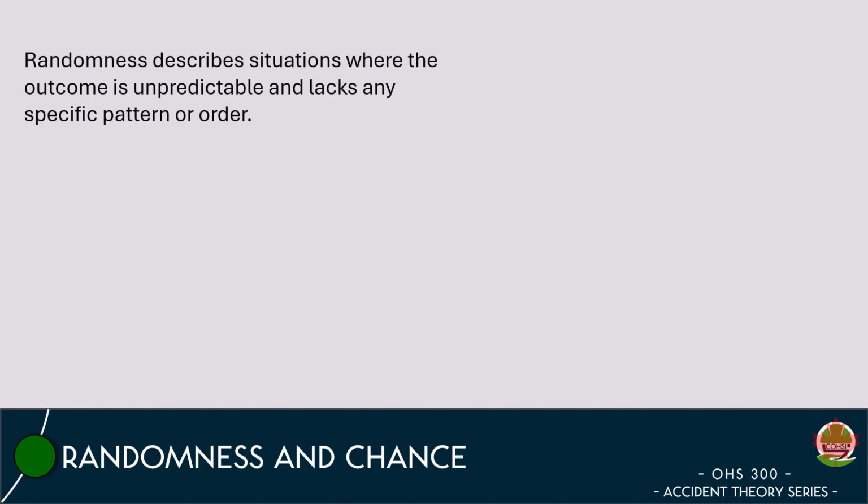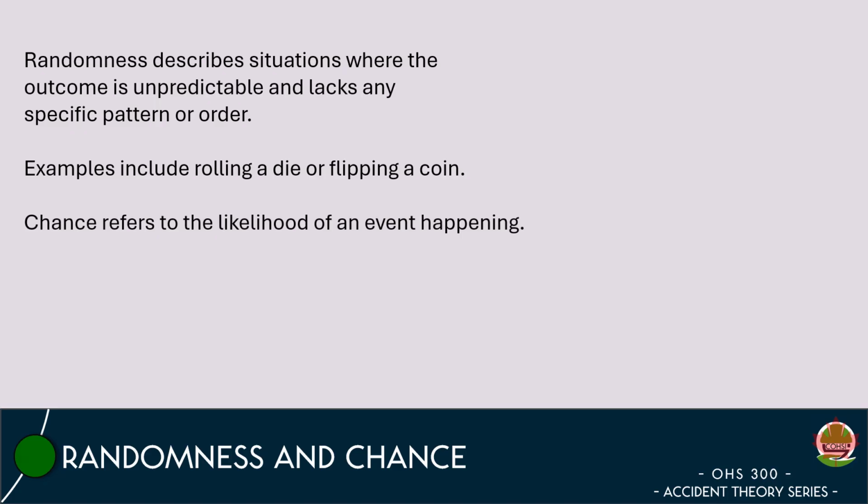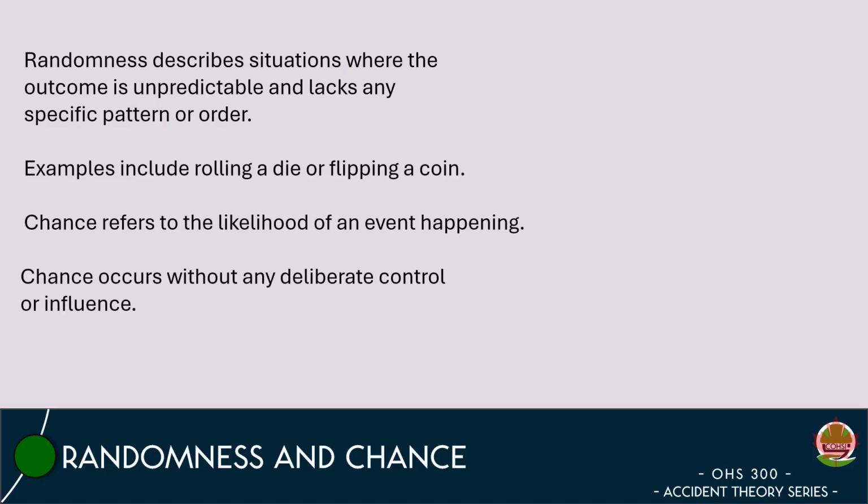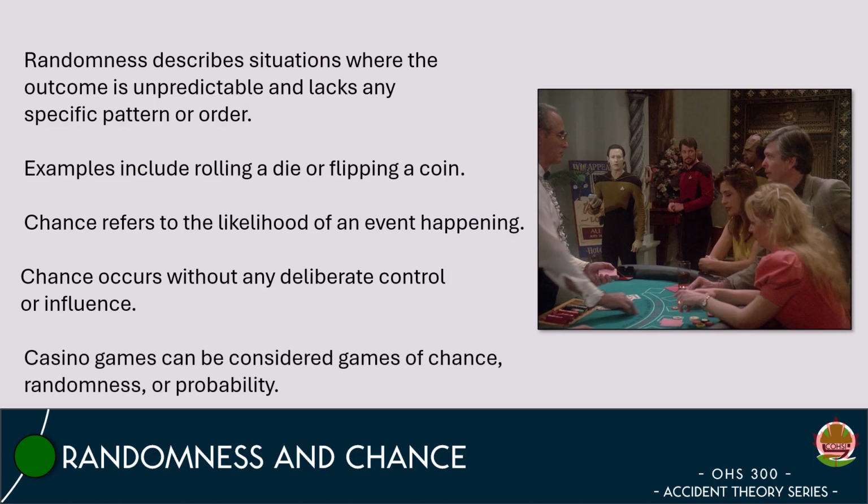Randomness describes situations where the outcome is unpredictable and lacks any specific pattern or order, such as rolling a die or flipping a coin. Chance, similarly, refers to the likelihood of an event happening without any deliberate control or influence. Depending on opinion, casino games can be considered games of chance, randomness, or probability, depending on how you look at it.